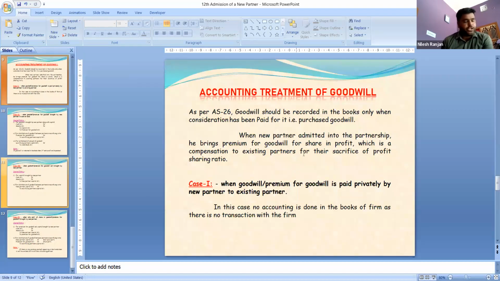When a new partner is admitted into the partnership, he brings premium for goodwill. It is the same as goodwill. Whatever the new partner brings is also called premium for goodwill or goodwill, whatever you want to say. Premium for goodwill for share in profit is a compensation to existing partners for their sacrifice of profit sharing ratio.